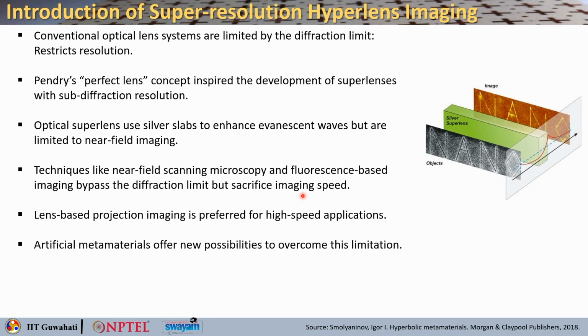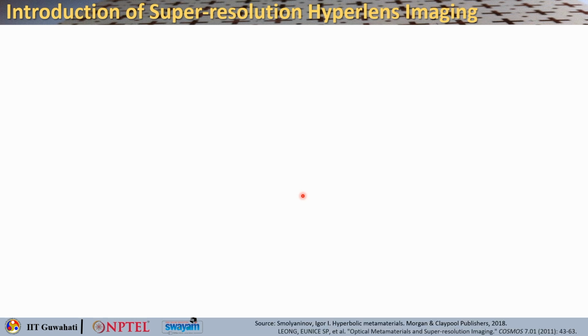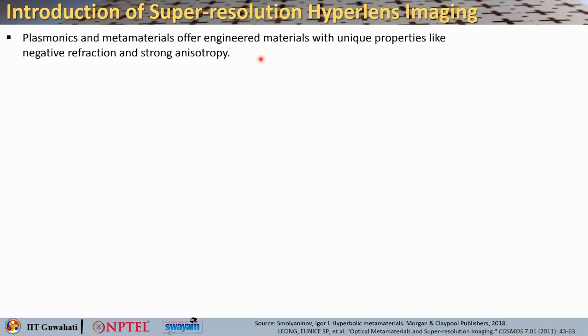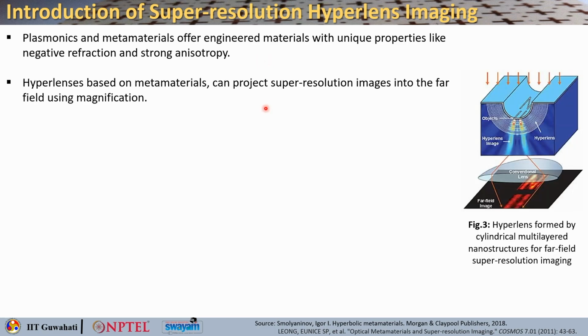That is where artificial metamaterials can be used to overcome this particular limitation. Plasmonics and metamaterials could offer engineered materials that have unique properties like negative refraction and strong anisotropy.